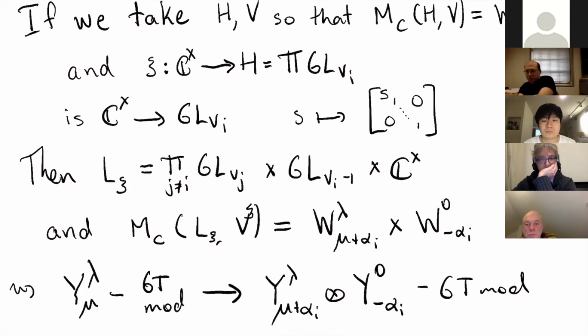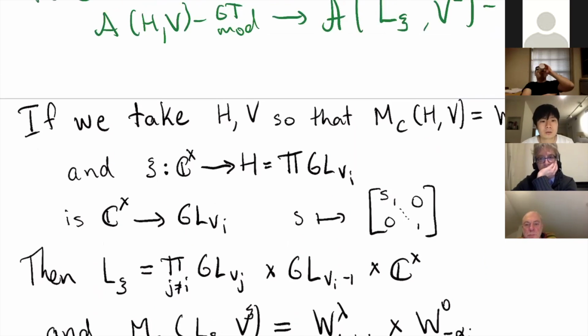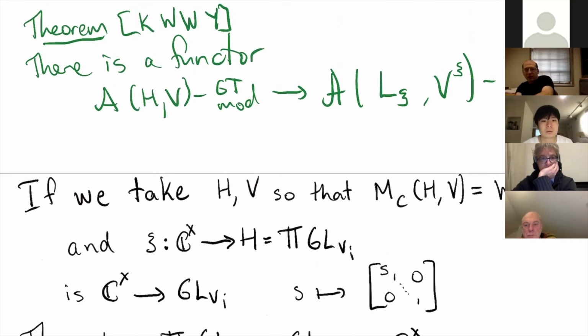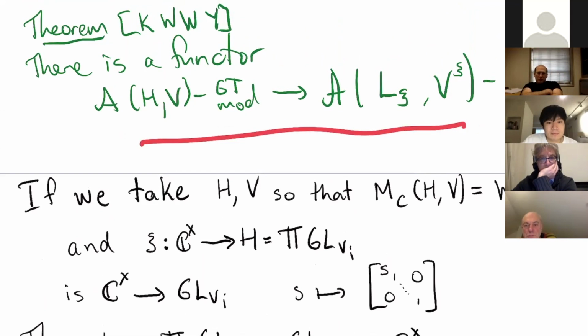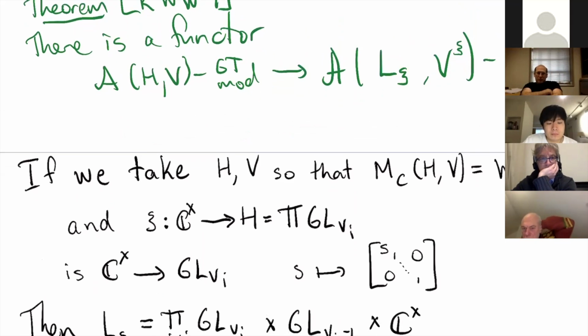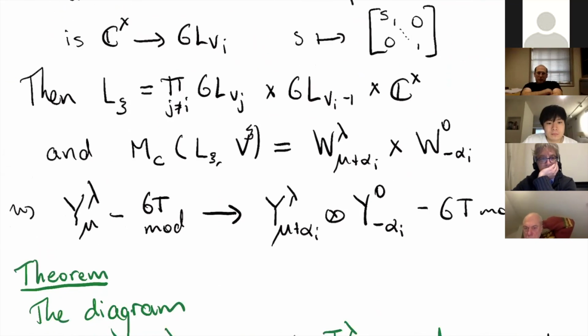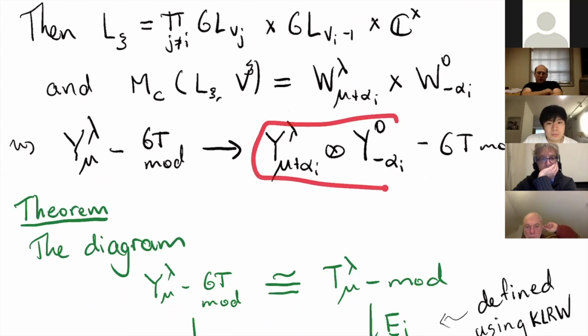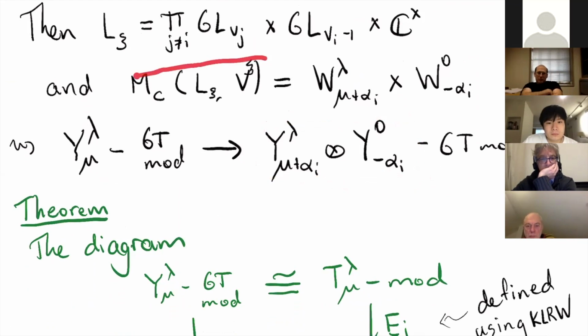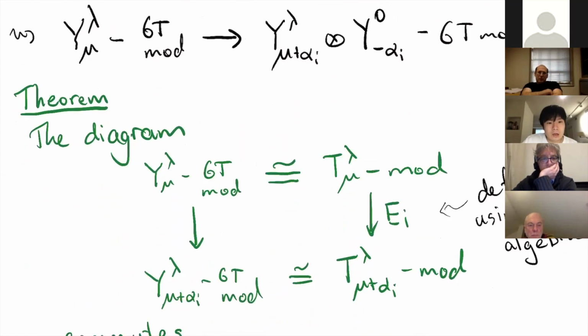So this theorem here tells us whenever we do this kind of parabolic restriction of Coulomb branches, we get a functor like this. And we get a functor in our case because this guy is obtained as the Coulomb branch algebra associated to this theory here. And therefore, we obtain a functor.